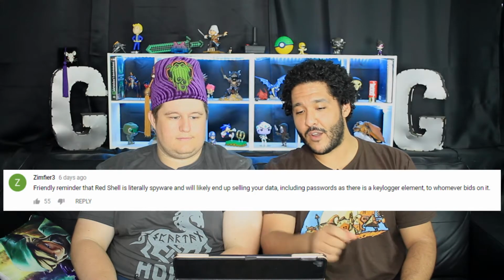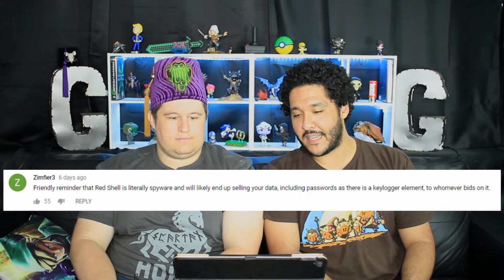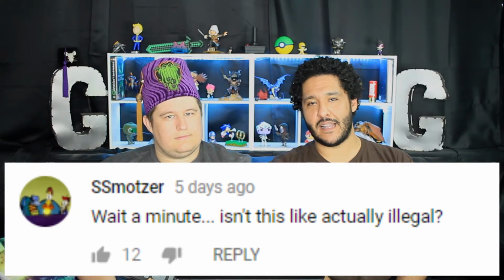So let's start. Friendly reminder that Red Shell is literally spyware, and they will likely end up selling your data, including passwords, as there is a keylogger element, to whomever bids on it. There is no evidence that there is a keylogger involved at all. I've not seen a single shred of either user-generated evidence or anything through the documentation that Red Shell provides publicly, nor have I seen any reason for there to be a keylogger included. Not for the information that they're looking for, and what they are selling is that you clicked on an ad. Yes. And you have also purchased said game. Correct. Again, they're not selling information about you, they have information about your computer. We also have a comment that says, wait a minute, isn't this actually illegal?